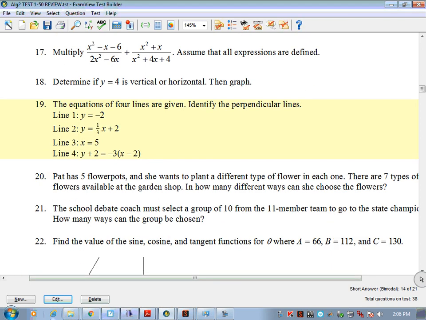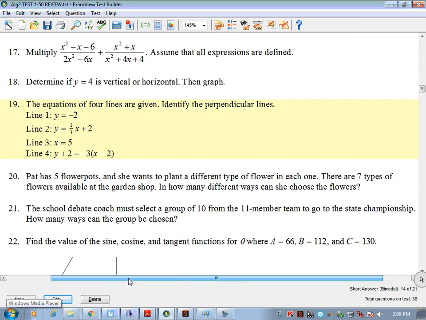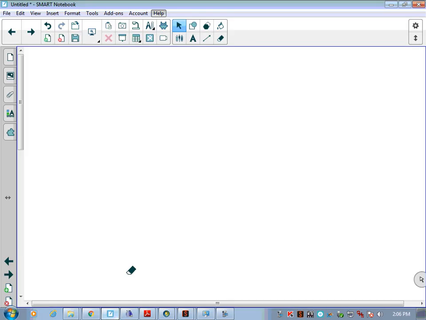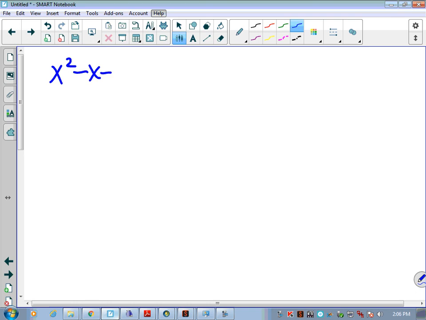All right, 17. Number 17 comes from lesson 31, multiplying and dividing rational expressions. You'll see a question like this show up in video number 1. Okay, I'm going to pull this guy out here and write it up on our board so we can work with it a little bit easier. We've got x squared minus x minus 6 over 2x squared minus 6x.